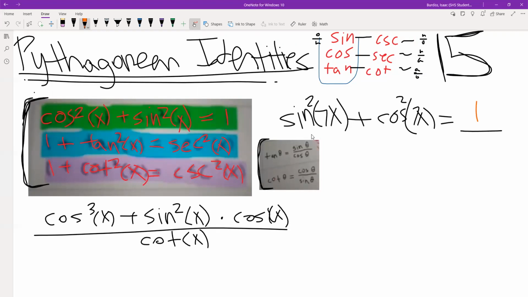Just because those 7s are there doesn't mean anything. It could be 8. It could be 849. It could be anything. Still 1 because of this Pythagorean identity. Now, you might notice that it's sine and cosine, and here it says cosine sine. It doesn't matter the order. That's the commutative property. Now, they're not always going to be as simple as that, although this was question number 46 on one of the 2023 practice exams. So it could be that simple.